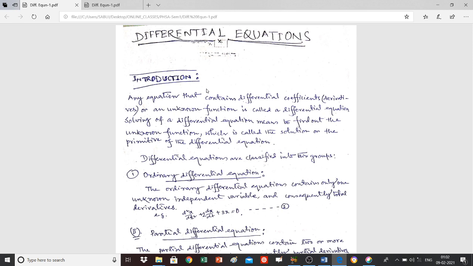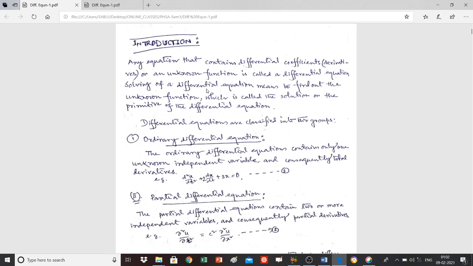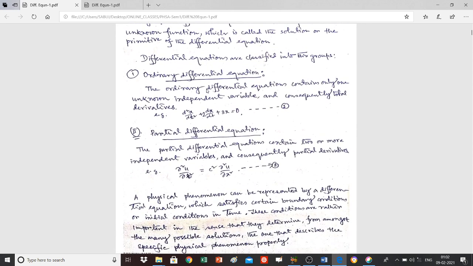Broadly speaking, differential equations are classified into two groups. Number one is ordinary differential equation, and number two is partial differential equation. So what is an ordinary differential equation? The ordinary differential equation contains only one independent variable. So in this kind of differential equation, you can observe that there is only one independent variable, and consequently total derivatives.